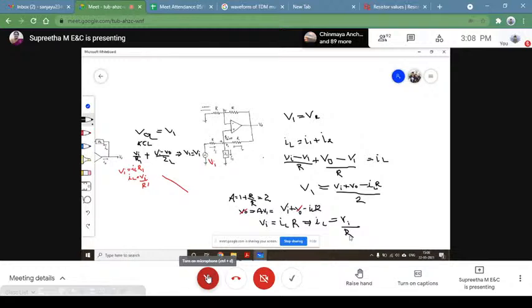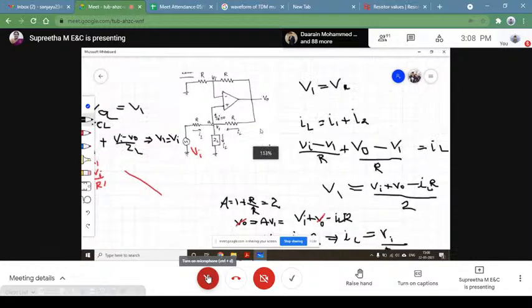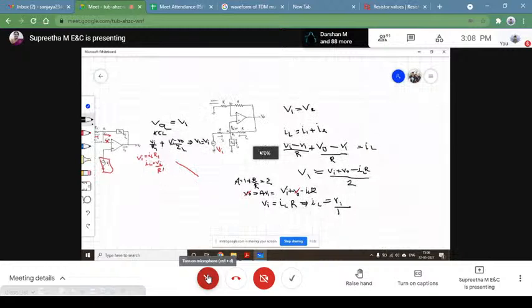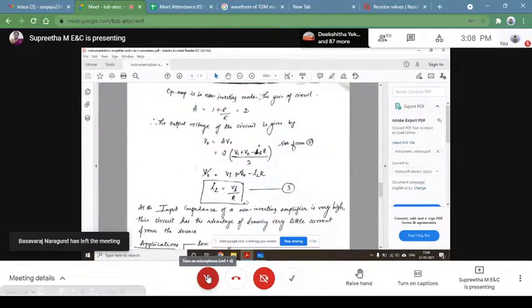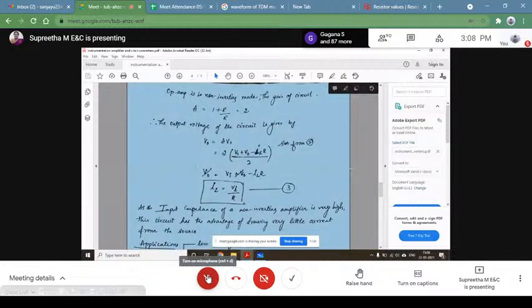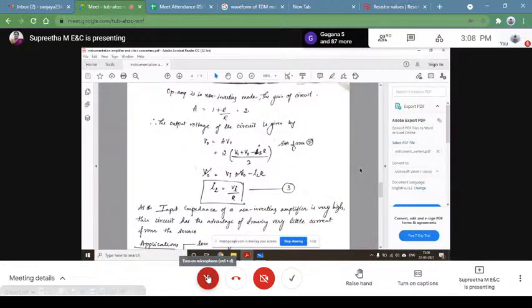Any doubts? There are many other V2I converters, but what is the advantage of this one? Again, it has high input impedance in non-inverting mode, and thus I can say a non-inverting amplifier has a high input impedance, and thus we get a proper conversion. As the input impedance of a non-inverting amplifier is very high, this circuit has the advantage of drawing very little current. Yes, guys, any doubts?